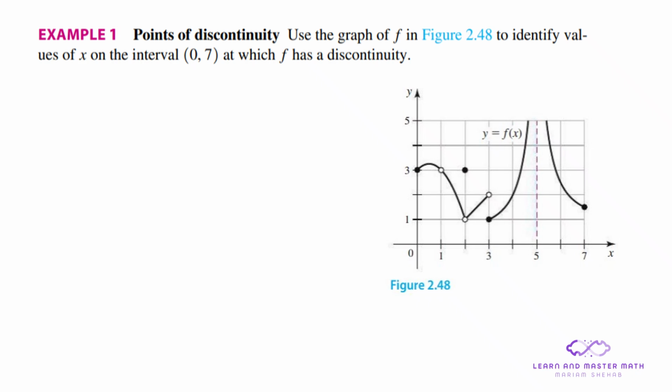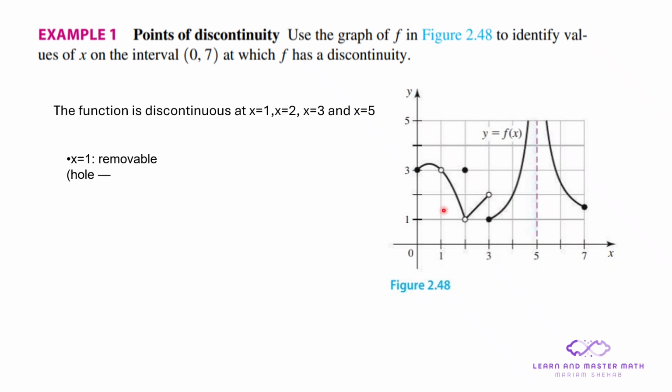Points of discontinuity: use the graph to the right to identify values of x on the interval 0, 7 at which f has a discontinuity. As you see here in the figure, we have a discontinuity at 1, we have a discontinuity at 2. When you see an open circle, it's a hole. And there's a discontinuity at 3 since there's a break in the graph. We also have a discontinuity at 5, at x equal to 5. Let's talk about each one step by step.